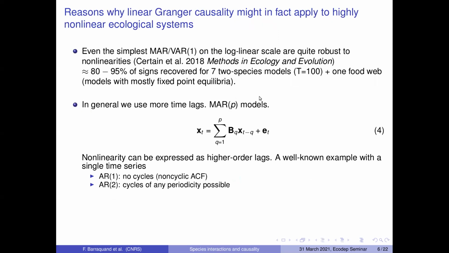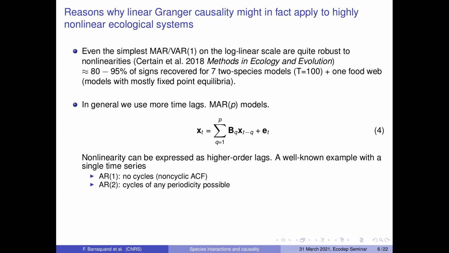The reason why linear Granger causality might in fact apply to highly non-linear ecological systems is, as I said, that it's in fact a power law model, and we've shown that even the simplest multivariate autoregressive model with one time lag is quite robust to slight changes in the assumptions. So we've considered more nonlinear models with saturating interactions and things like that. And we managed to recover the right signs of coefficients about 80 to 95% of the time in a previous study. So they work quite well.